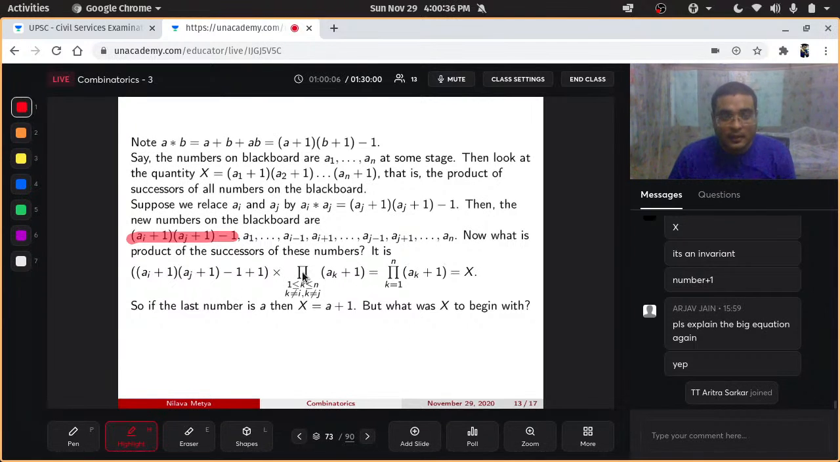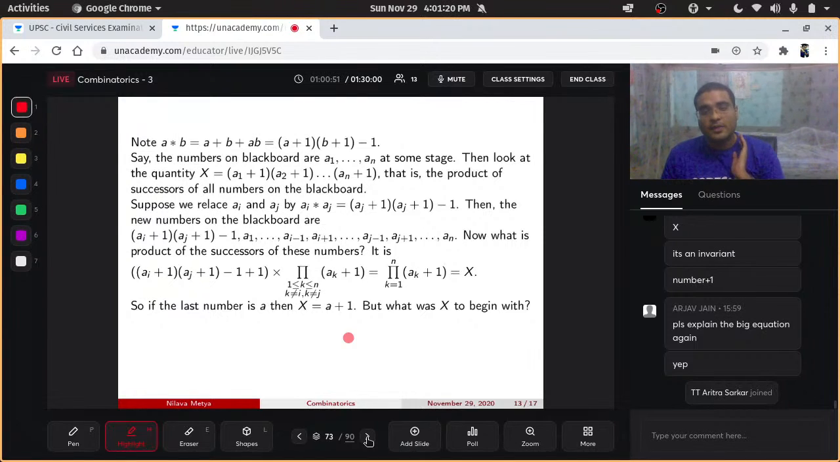Now if you look at this, the plus 1 and minus 1 cancel out in this part. This product had I and J missing, and I and J are supplied from here. So it is basically the product of everything from 1 to n, that is, A_K plus 1 where K varies from 1 to n, all the numbers without exception. So I see that X does not change. Whatever X is in the end, namely A plus 1, that should be X in the beginning also.